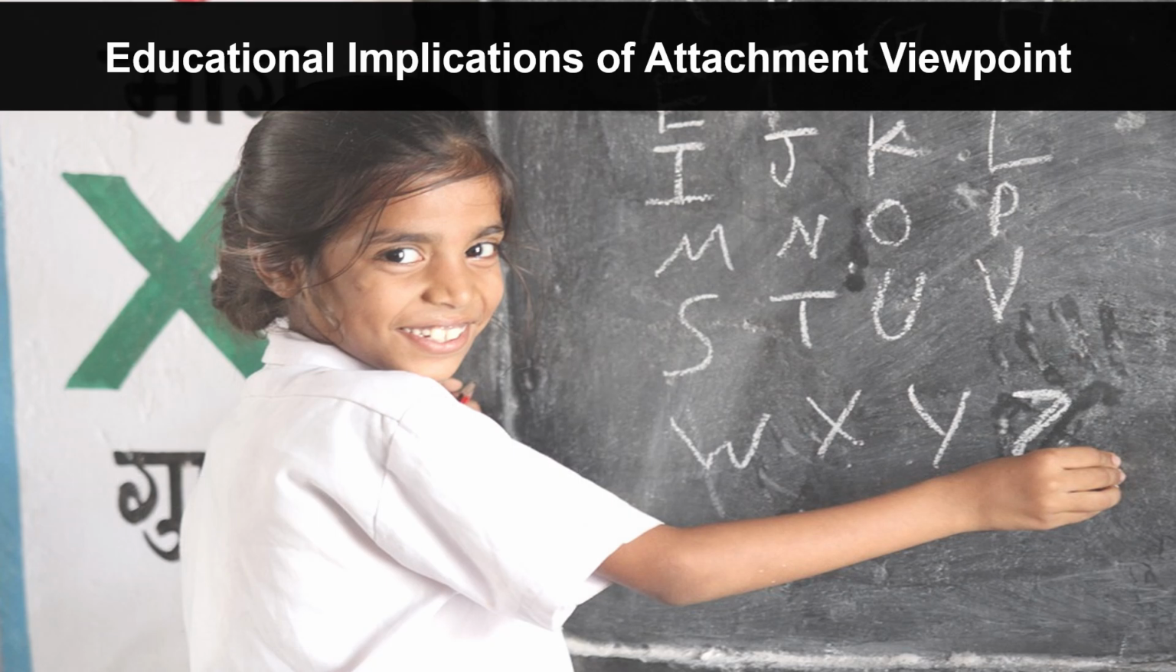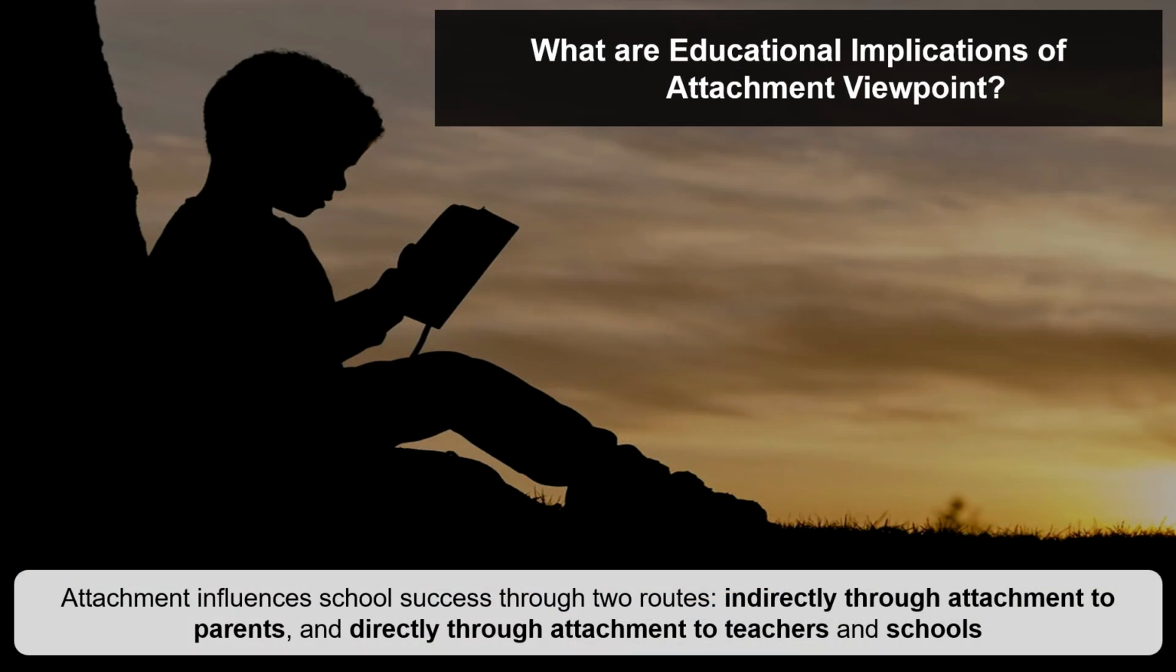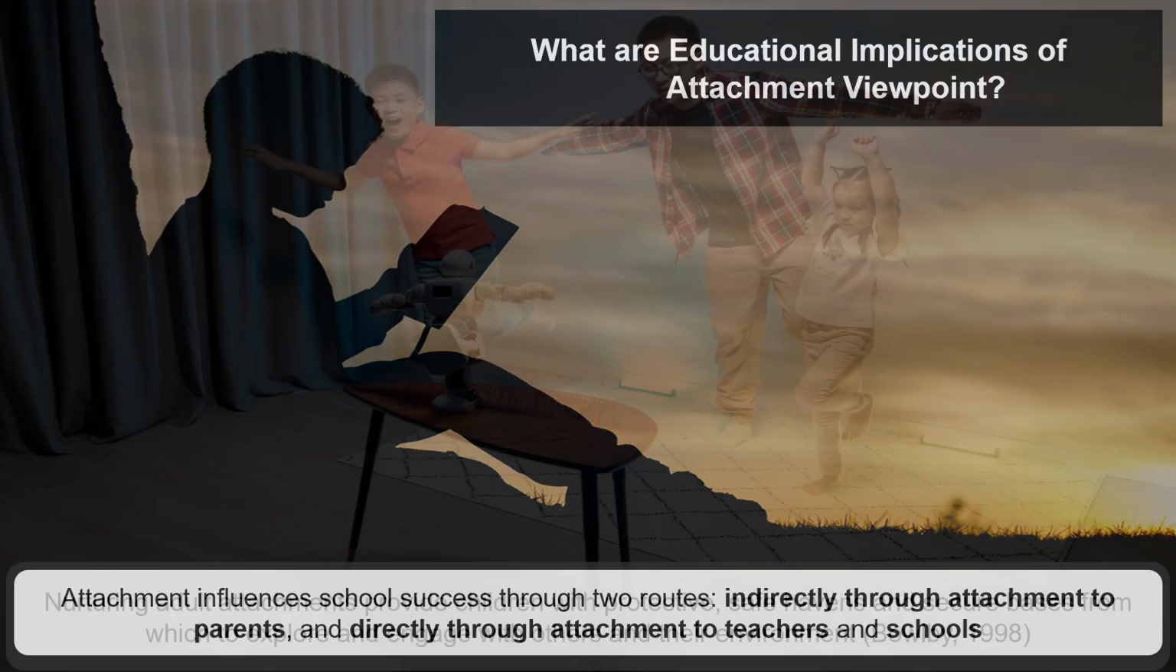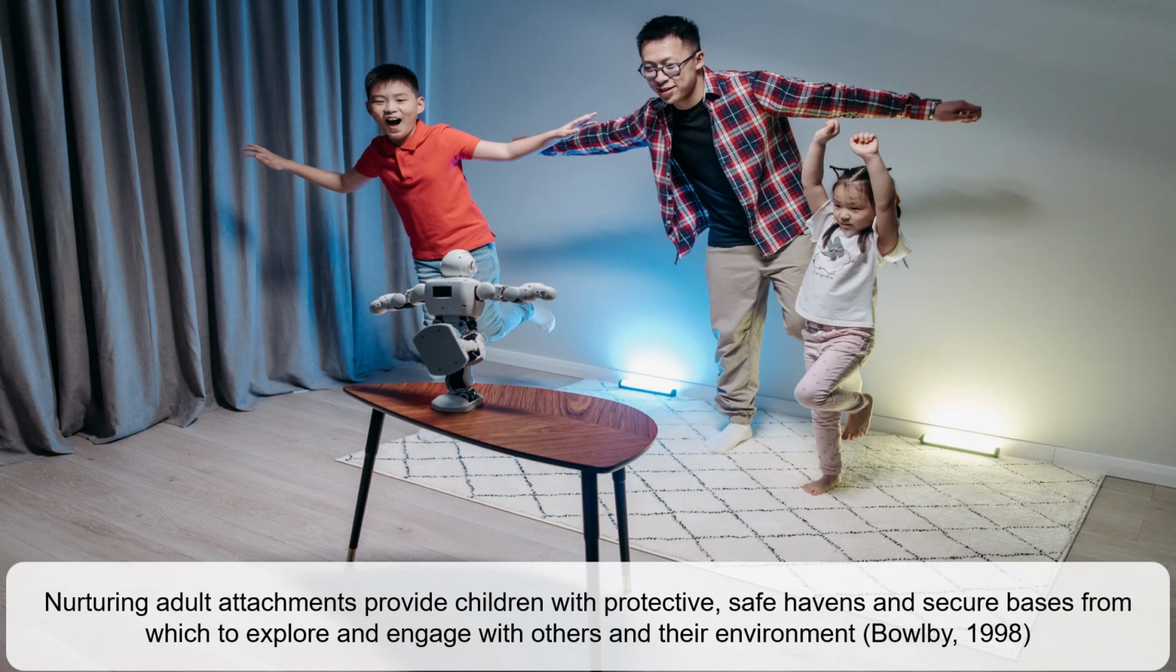Now let us come to the educational implications of attachment viewpoint. Attachment influences school success through two routes. And what are these two routes? First, indirectly through attachment to parents and directly through attachment to teachers and schools. Nurturing adult attachments provide children with protective, safe havens and secure bases from which to explore and engage with others and the environment. So, if a strong bond is there between a child and his primary caregivers, this is the beginning, and then he gets encouraged to explore further.